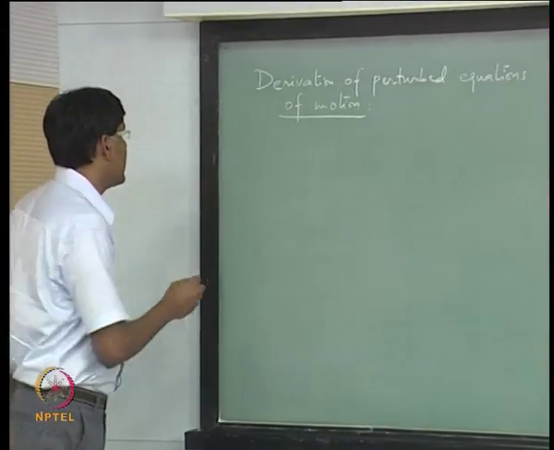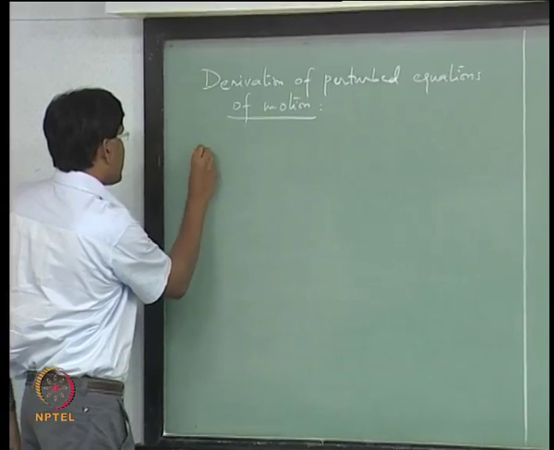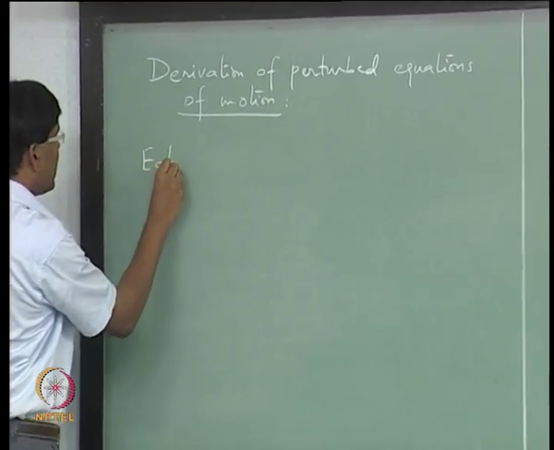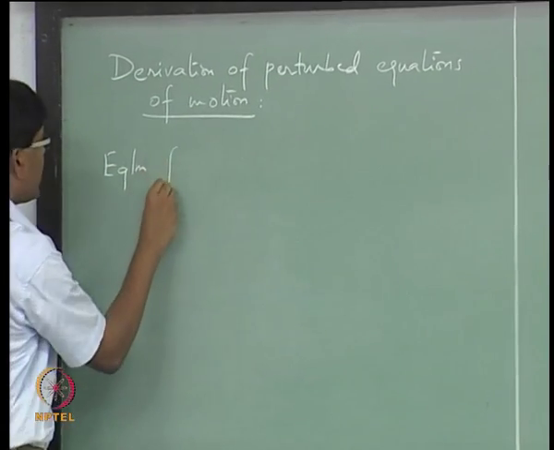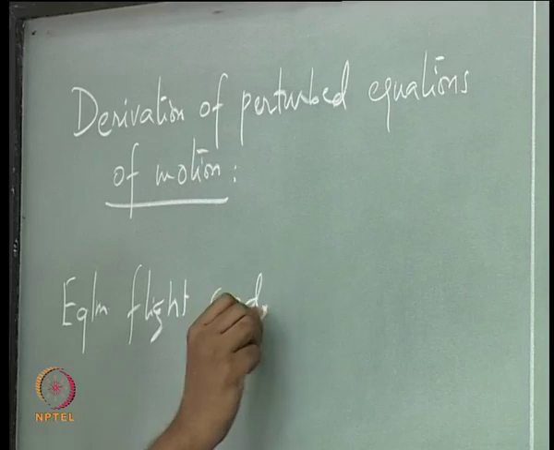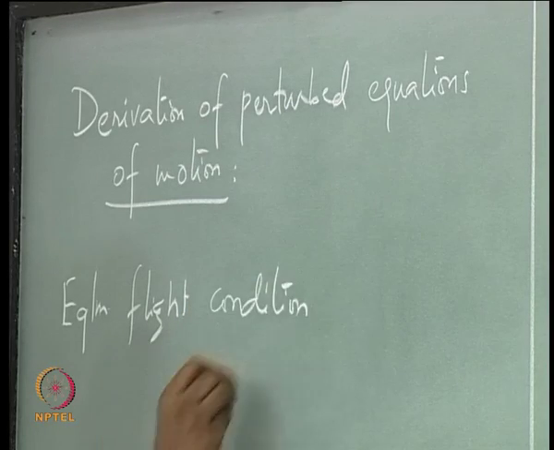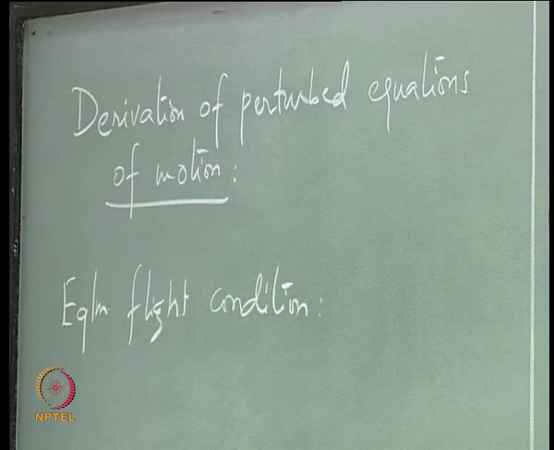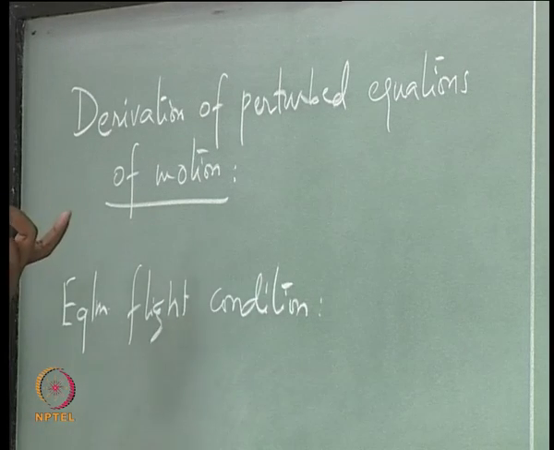So, in this case we will take an equilibrium flight condition. No, there is only one such flight condition, okay. You will have many. So, I am taking one as a reference flight condition and trying to derive these equations.